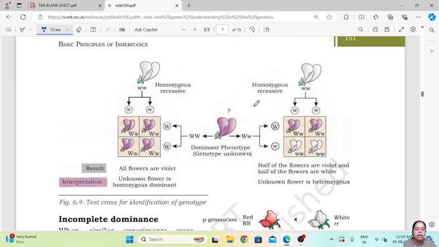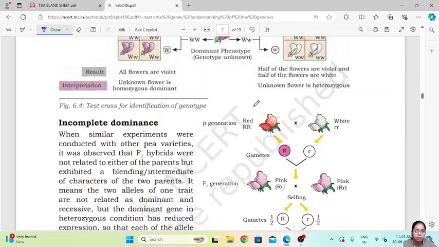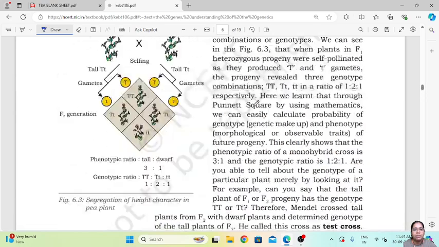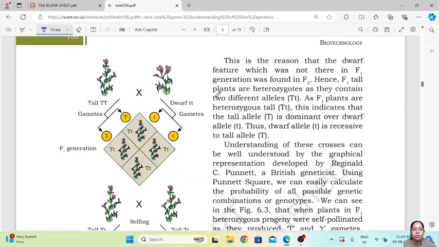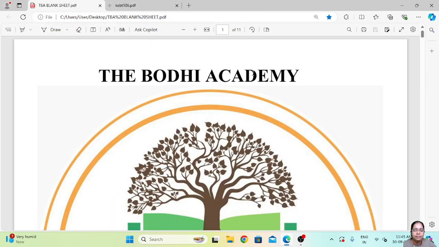So in today's class we have studied incomplete dominance, we have seen what codominance is, and we have seen how to draw the Punnett square using Mendel's characters for dominant and recessive traits.